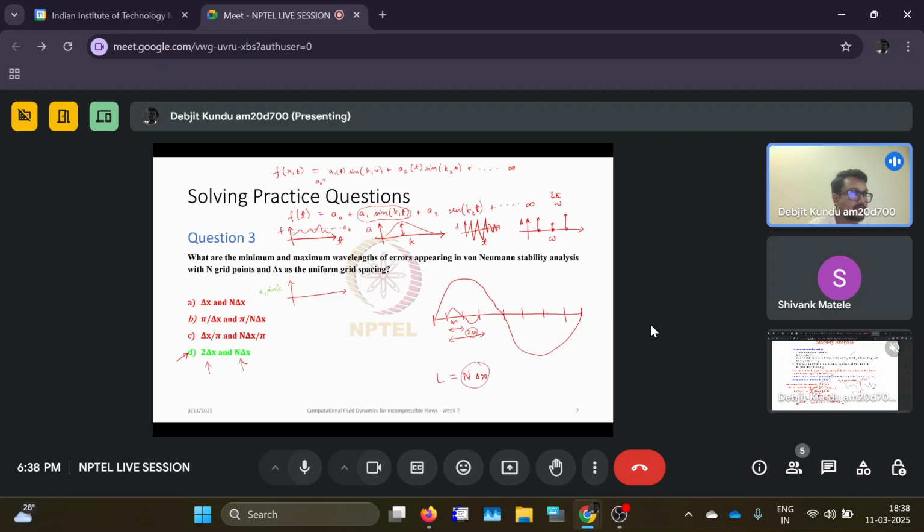A1 sine k1t. That should be a perfect sinusoid. But A1, so we have to start from some point above the y-axis, or at zero only. At zero, yes, the mean will be at 0. Then the next one is A2 sine k2t.